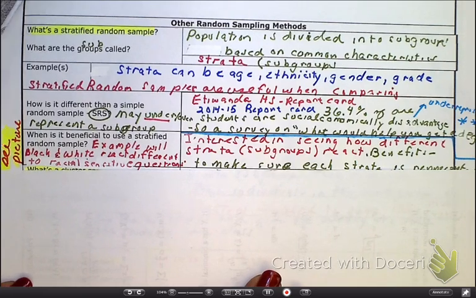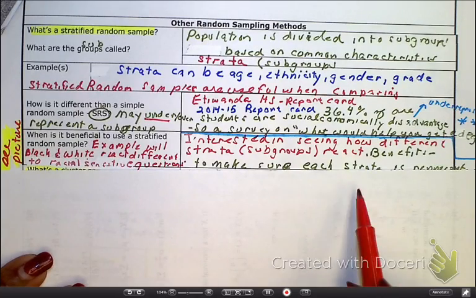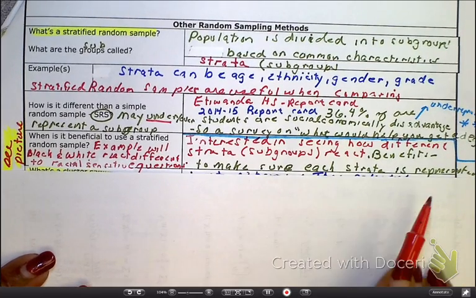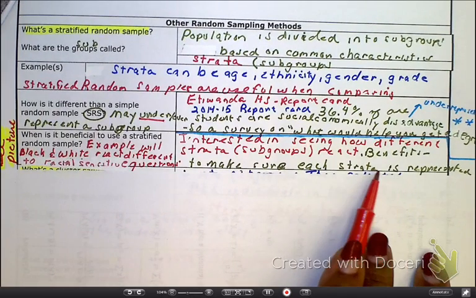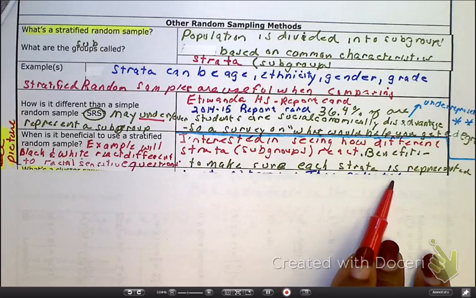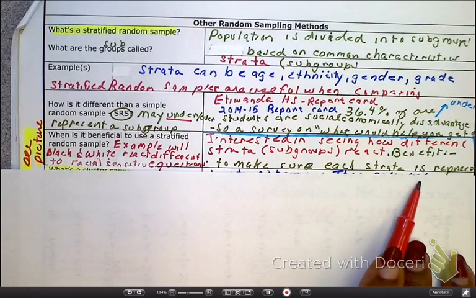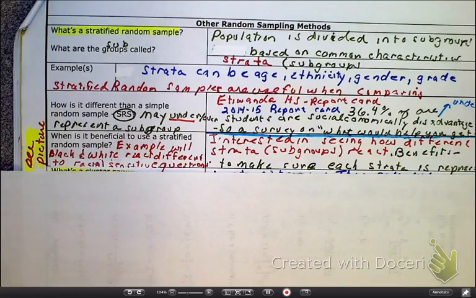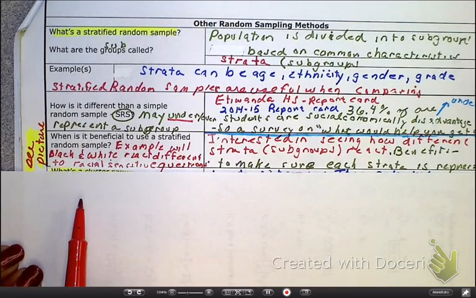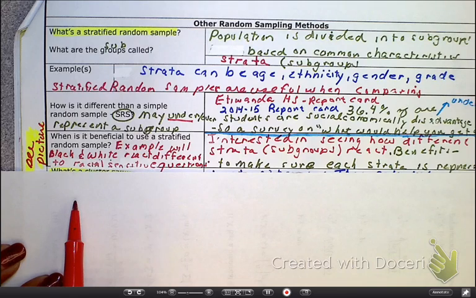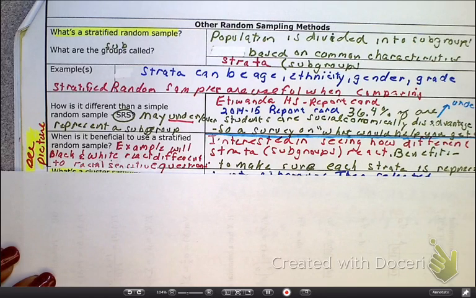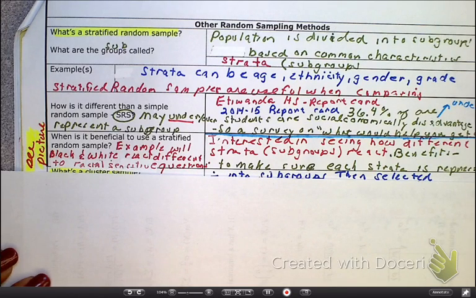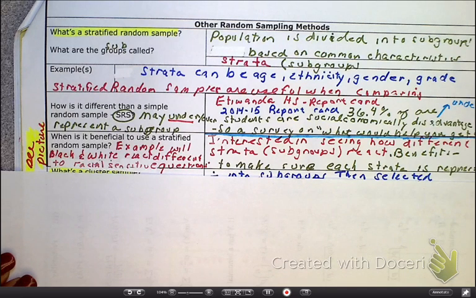I just mentioned this. Why is it beneficial? To see how they're different within the subgroups. And again, with the strata, we're making sure that each subgroup, which is called the strata, will be represented equally. Another particular example is when I am asking a question about racial issues. Well, I just do an SRS, but how am I going to get a true representation of the races unless I form a strata?